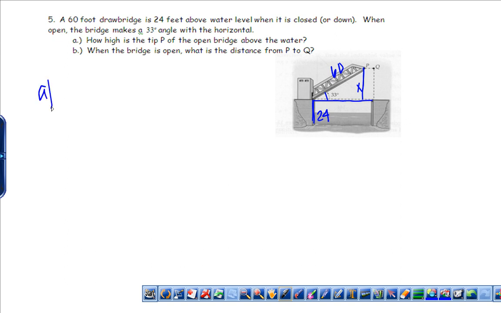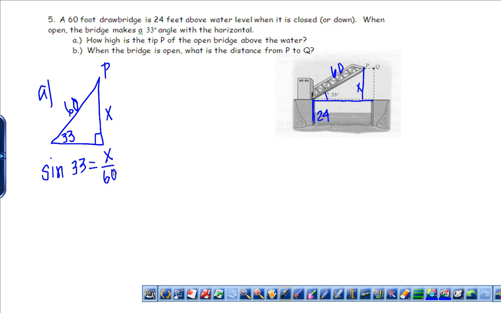So how about for A, we draw a triangle here. If this is P, this is 33 degrees, and this is 60, we need to find this information. Okay. How about opposite and hypotenuse? It looks like we're going to use sine for this one. So sine of 33 is going to be opposite over hypotenuse. That's going to give you a value of 32.678.